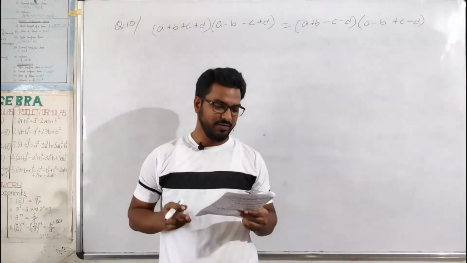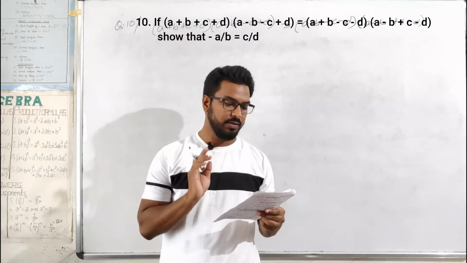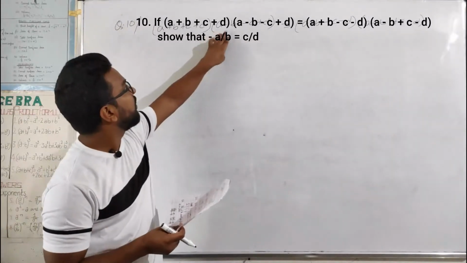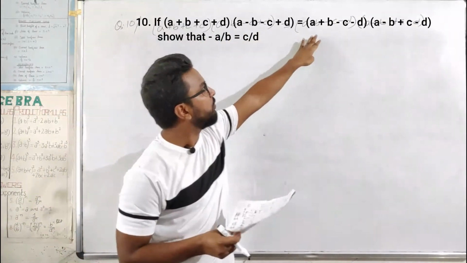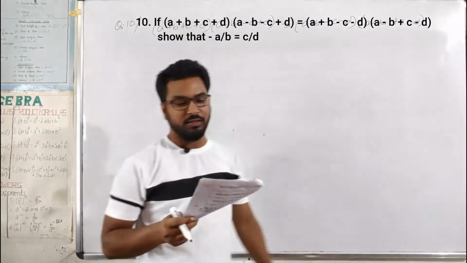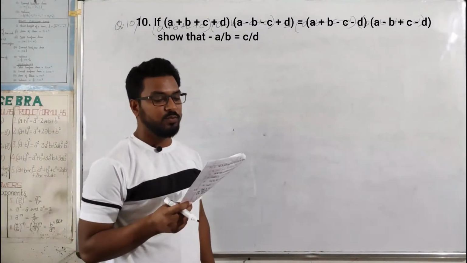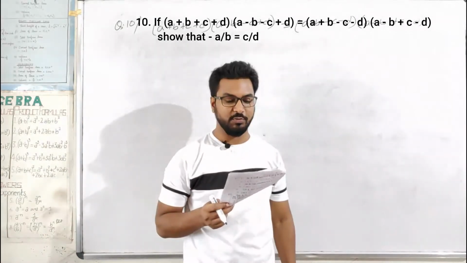So our next question is given: if (A plus B plus C plus D) into (A minus B minus C plus D) is equals to the product of these two terms, then you have to show that A ratio B is proportional to C ratio D. You have to show that.